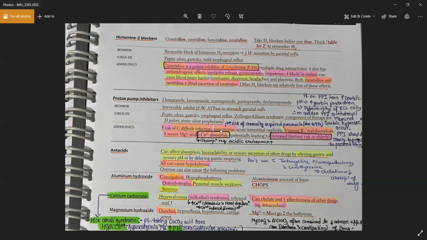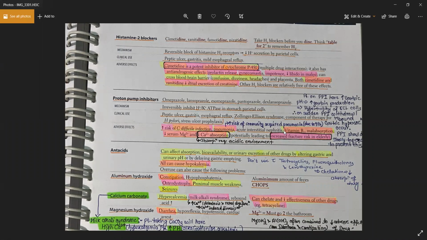Due to the increase in the gastric pH, because you know that stomach pH is very useful for the destruction of bacteria. So if you have a high pH, they can cause an increased risk of infections. They can also increase the risk of acute interstitial nephritis. And what type of hypersensitivity reaction is this? Type 3. Yes, type 3 hypersensitivity reaction, right?